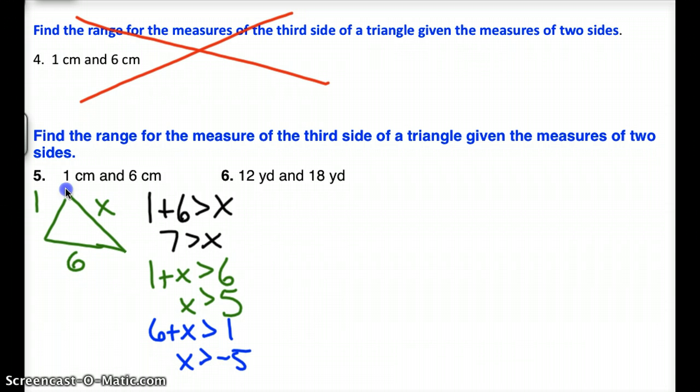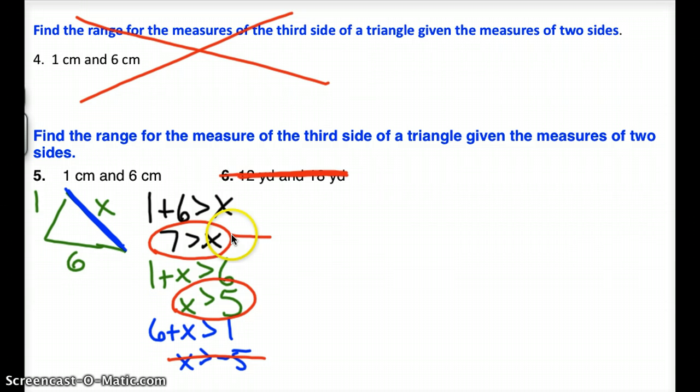Now think about this, people. This X is representing a side, so you cannot have a negative side. So you're going to eliminate this one. Now I have these two, and I need to write that as one inequality at this point. I'm not going to do number 6 here, so if you need more room, go ahead and go into that area.